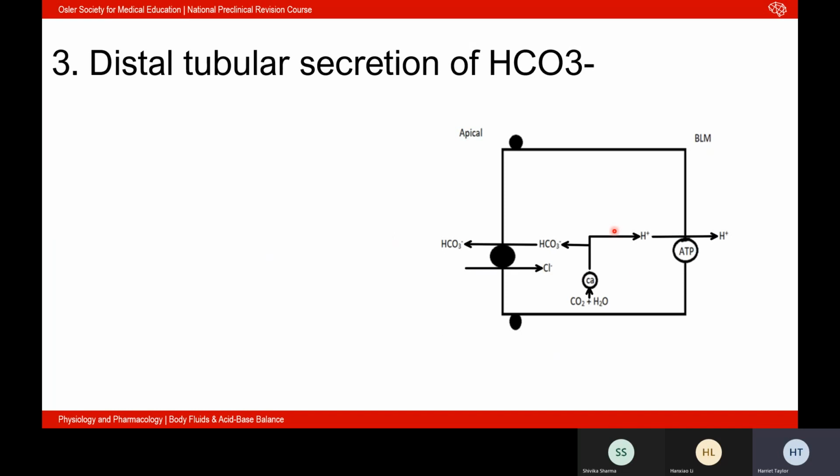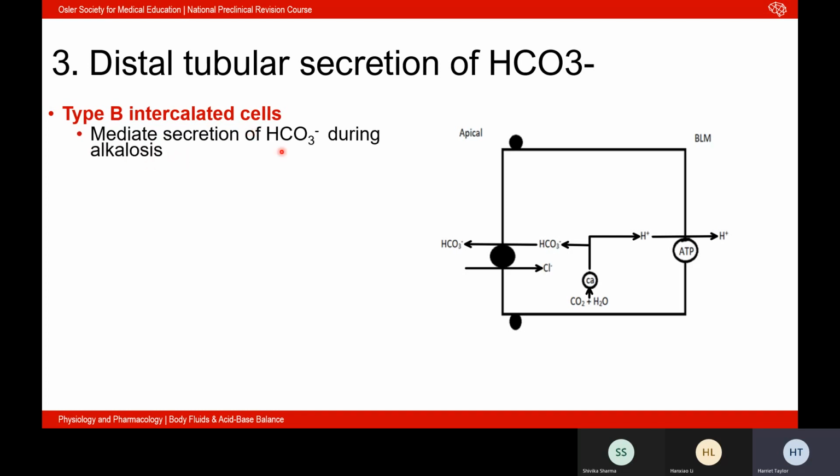Okay. And our last mechanism is the distal tubular secretion of bicarbonate. So this happens in type B intercalated cells, as opposed to the previous method, which was type A. These cells secrete bicarbonate during alkalosis. So I remember this as the B is for when it's basic, when there's a lot of base around. They basically have the same configuration as the type A cells, but reversed. So we've just got swapping of the transporters from the apical to the basolateral membrane.